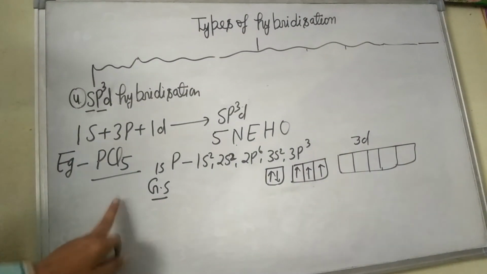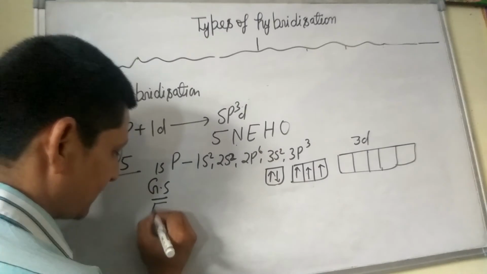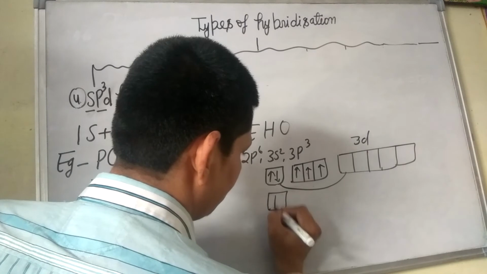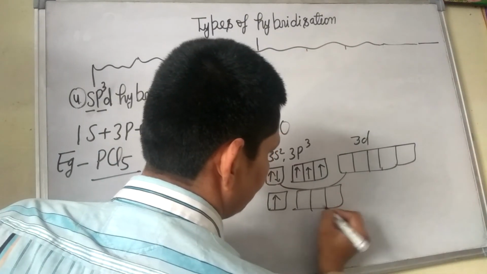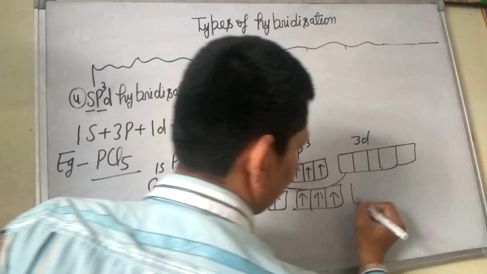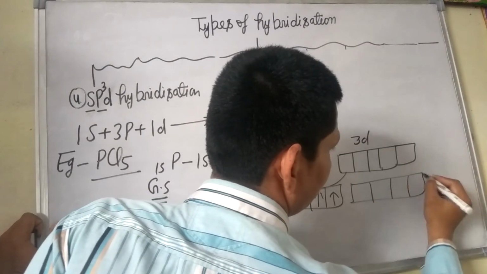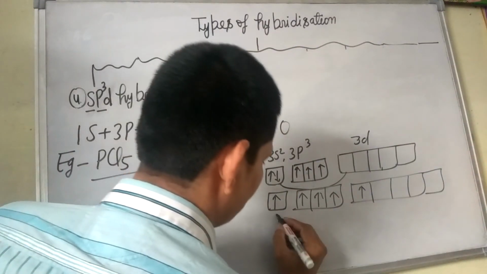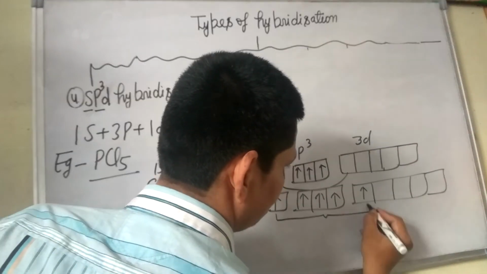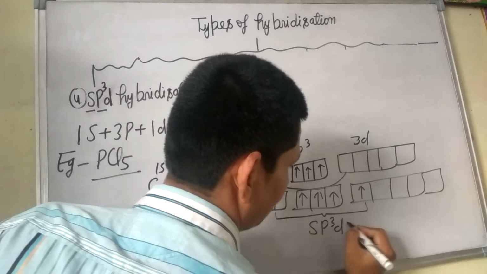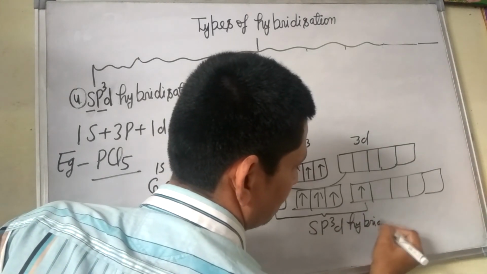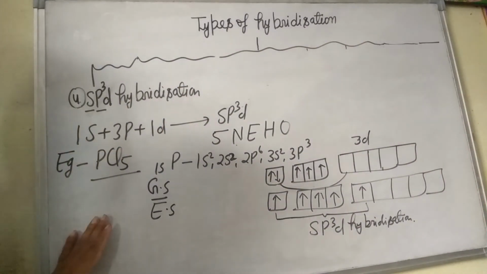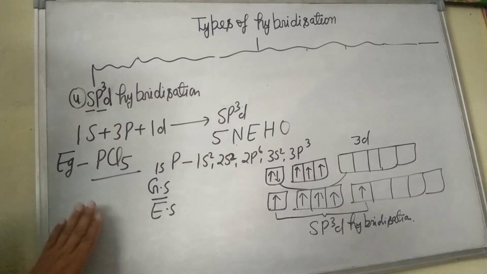Now look here, this is the ground state, and this is the excited state. In the excited state, 1 electron jumps from here. So we have 1s, 3p and d. So the hybridization becomes sp3d hybridization. Okay students, sp3d hybridization.